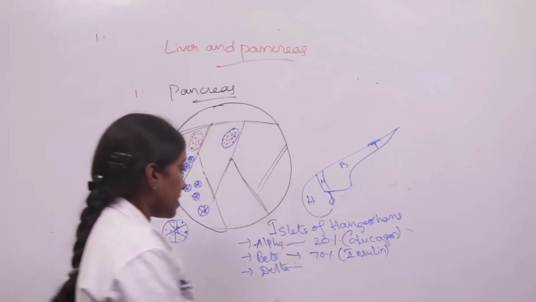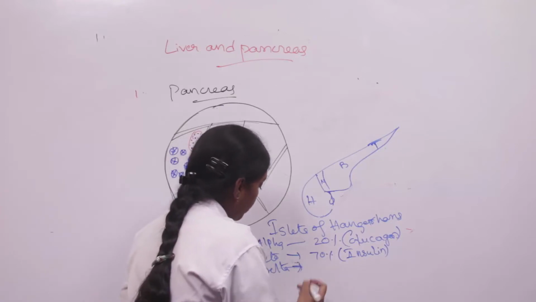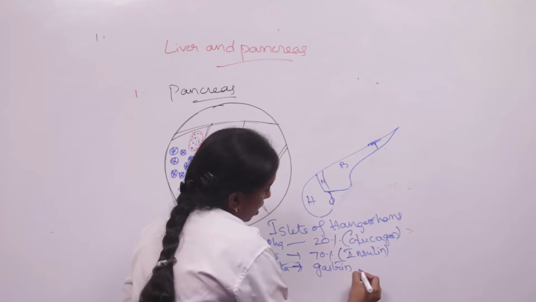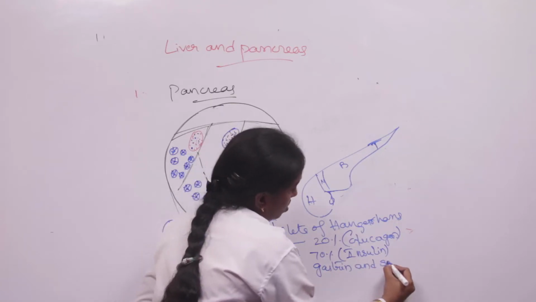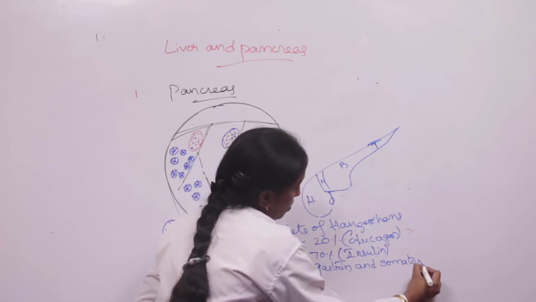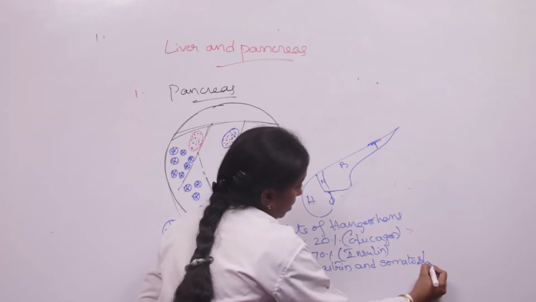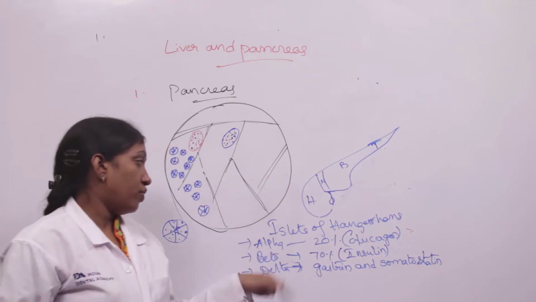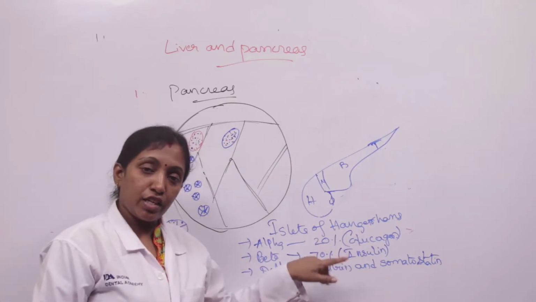And coming to the delta cells, they secrete gastrin and somatostatin. This somatostatin hormone regulates the action of glucagon as well as, to a lesser extent, insulin.